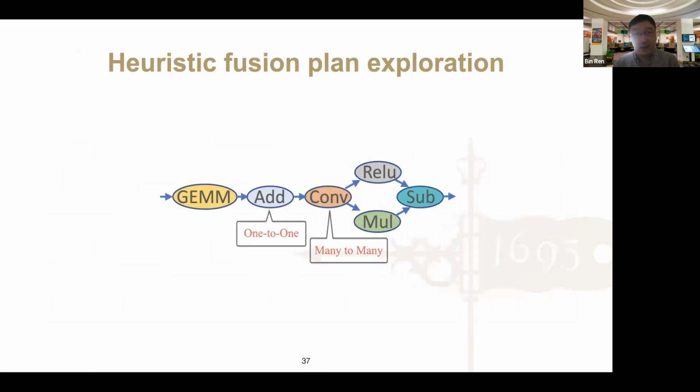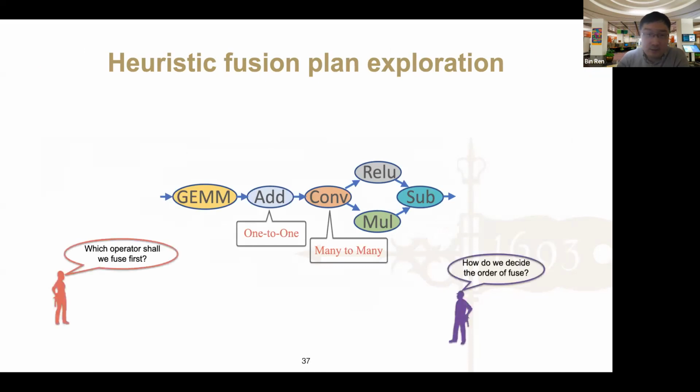And the second technique is a heuristic fusion plan exploration. It's easy to prove that generating a global optimal fusion plan is an NP-complete problem. So in order to control the cost, we design a heuristic method. In this heuristic method, we need to answer two specific questions. The first question is, which operator shall we fuse first? So which operator should we start our fusion from? And the second question is, how to decide the fusion order?